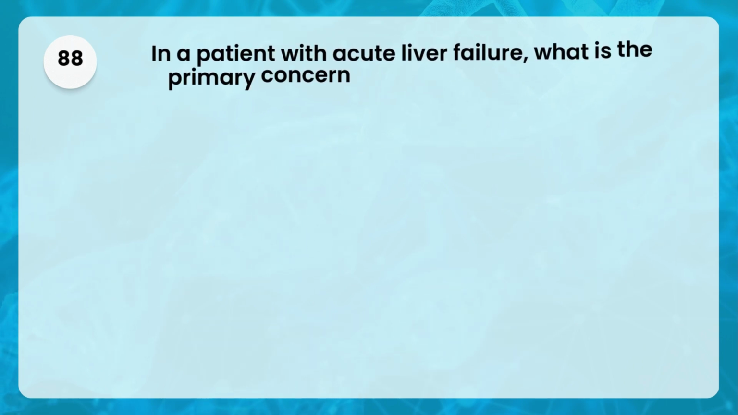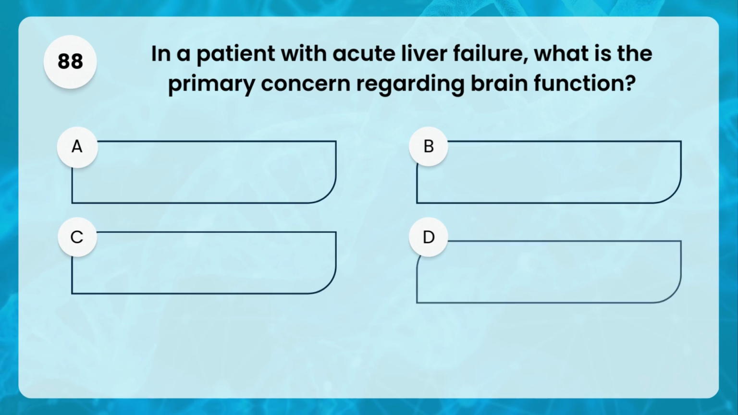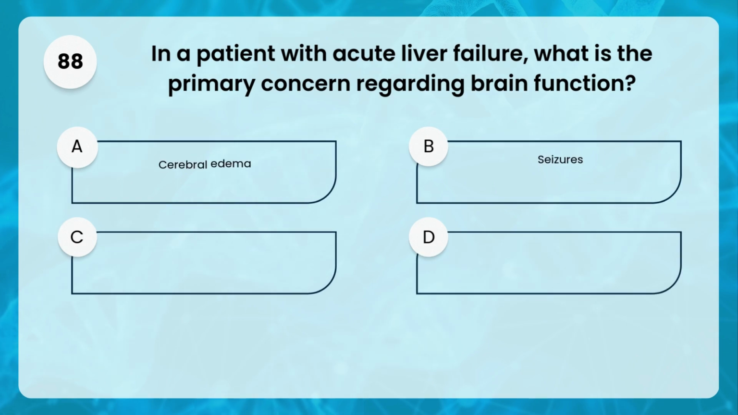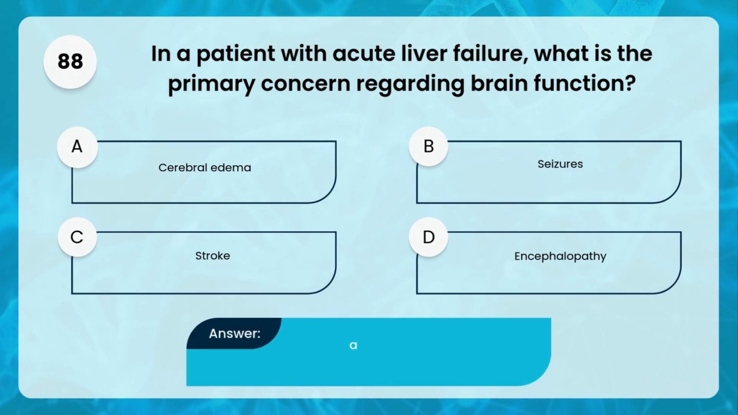88. In a patient with acute liver failure, what is the primary concern regarding brain function? A. Cerebral edema. B. Seizures. C. Stroke. D. Encephalopathy. The answer is A.